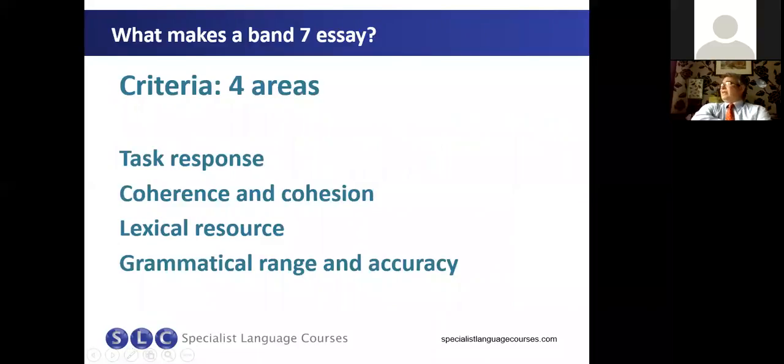So what makes a band 7 essay? What lifts a band 7 essay from a 6 or a 6.5? Well, an examiner is looking under 4 areas.